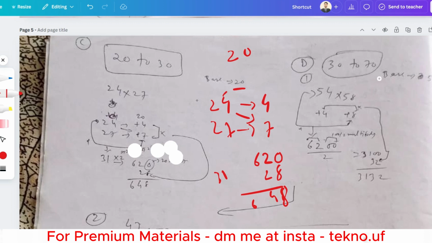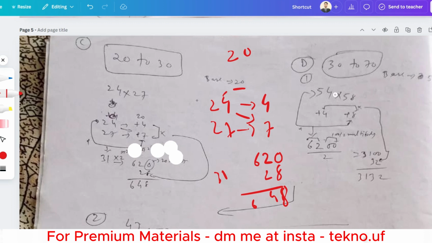And for 30 to 70, what is the range? Okay, so again I'm requesting you, you can watch the video at 2x so that your time will be saved. If possible, watch at 3x as well. Just save the time and solve quicker.